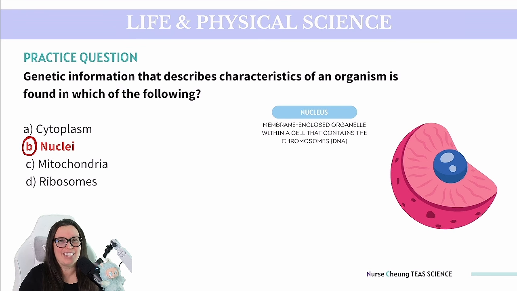Looking at our options, we have the cytoplasm. Cytoplasm is involved in cellular processes, but it's not involved with the specific storage of genetic information. The mitochondria, we all know that is the powerhouse of the cell. It helps us create ATP, not DNA. And then lastly, ribosomes. Ribosomes are really important when it comes to protein synthesis, but they don't actually store any of the DNA material, making B our only correct answer.